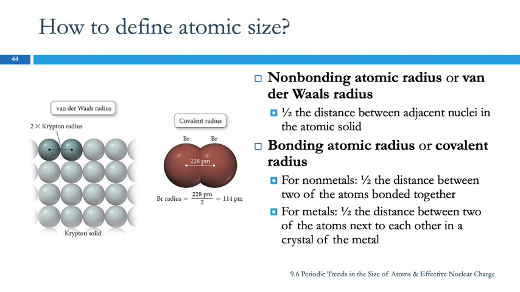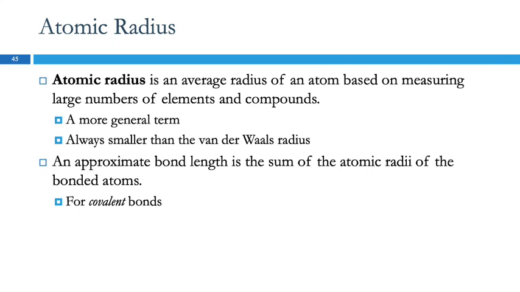This is generally going to be smaller because, especially with covalent bonds, they're sharing electrons and it pulls them closer together. So we're going to use something called atomic radius, which is really just an average of the atom size in a whole bunch of different compounds and as an element. It's just a more general term.